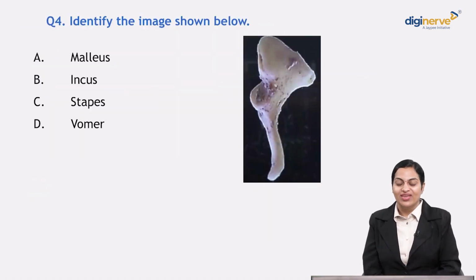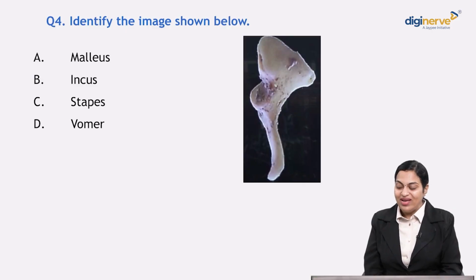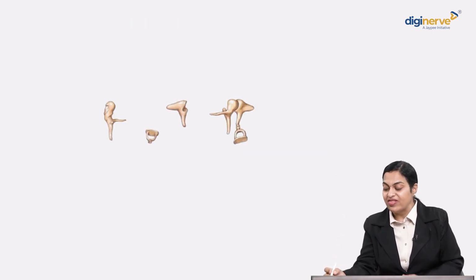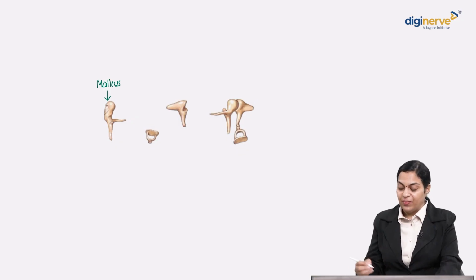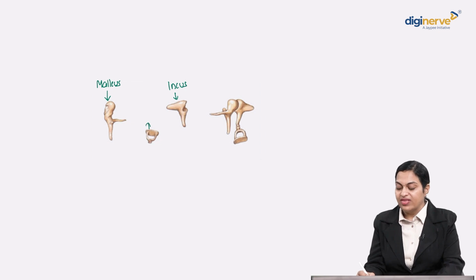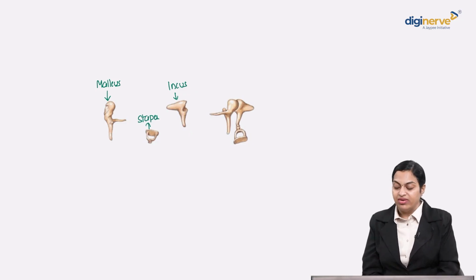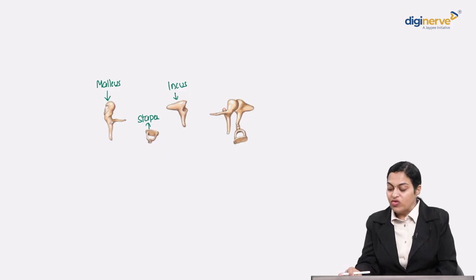An easier one. Identify the image shown below. Right? It is one of the ear ossicle. How many ear ossicles are there? 3. Malleus, incus and stapes. This one here is the malleus, isn't it? And this is the incus and this is the stapes. So the malleus is more like a hammer, incus anvil and the stapes compared to the stirrup.